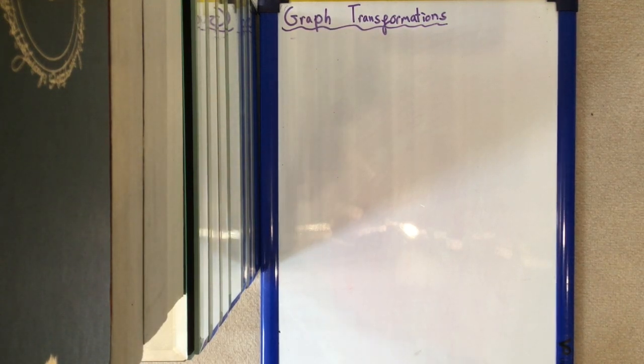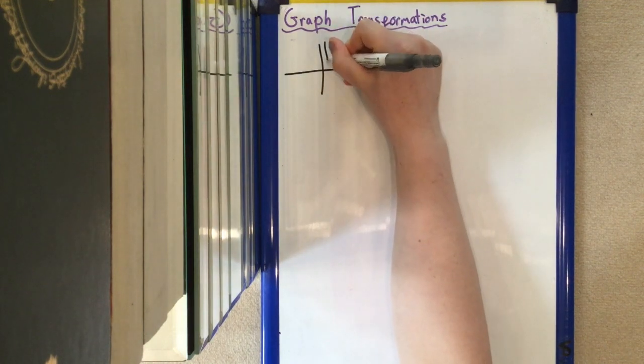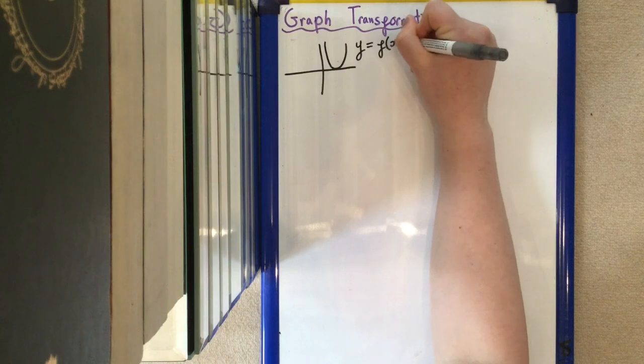Today I'm going to talk to you about graph transformations and the 6 primary ones you need to know for GCSE. So here is my example graph. It's just a basic quadratic and we're going to give it the equation of y equals f of x.